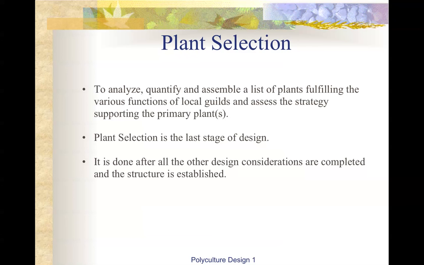And it's done after all the other considerations are completed and the structure is established, like I say. So plant selection is what we do after we've done our assessment, done our draft design, we've got all our plant types placed where they want to go, and then we start looking for plants.